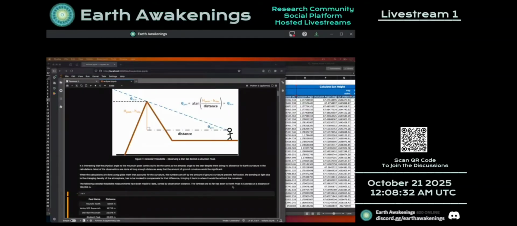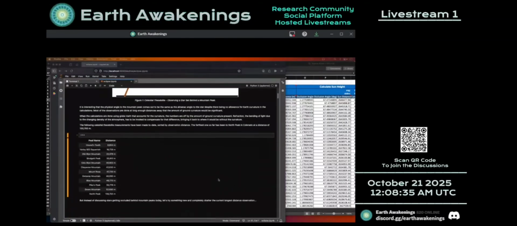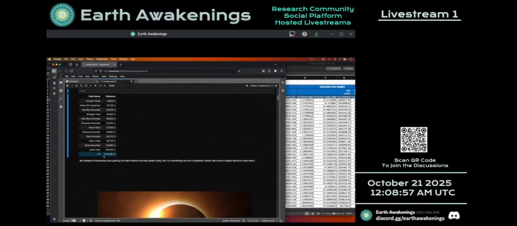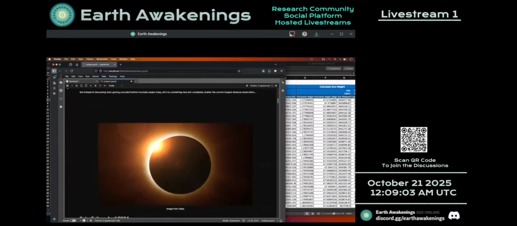The following celestial theodolite measurements have been made to date, sorted by observation distance. The farthest one done so far has been to North Peak in Colorado, with a distance of 130,000 meters. But instead of discussing stars getting occluded behind mountain peaks today, let's try something new and completely shatter the current longest distance observation, which is going to be 7.7 million meters, which is 60 times the furthest record to date.